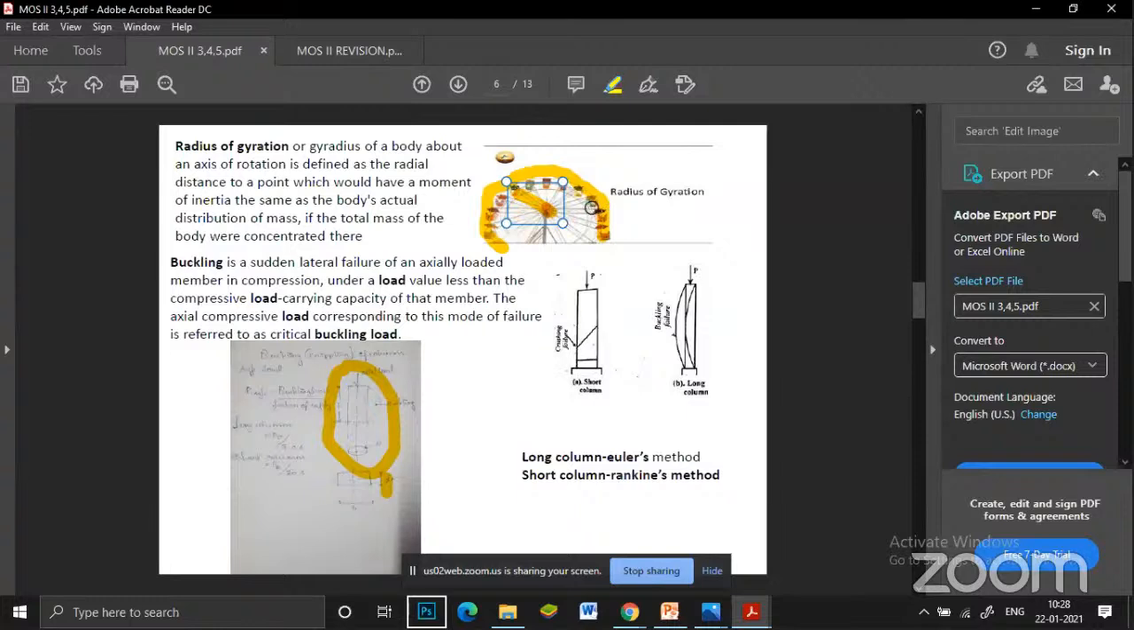If the total mass of the body were concentrated here at the center, the moment of inertia would be the same as the moment of inertia from the center to the end. That is called the radius of gyration.